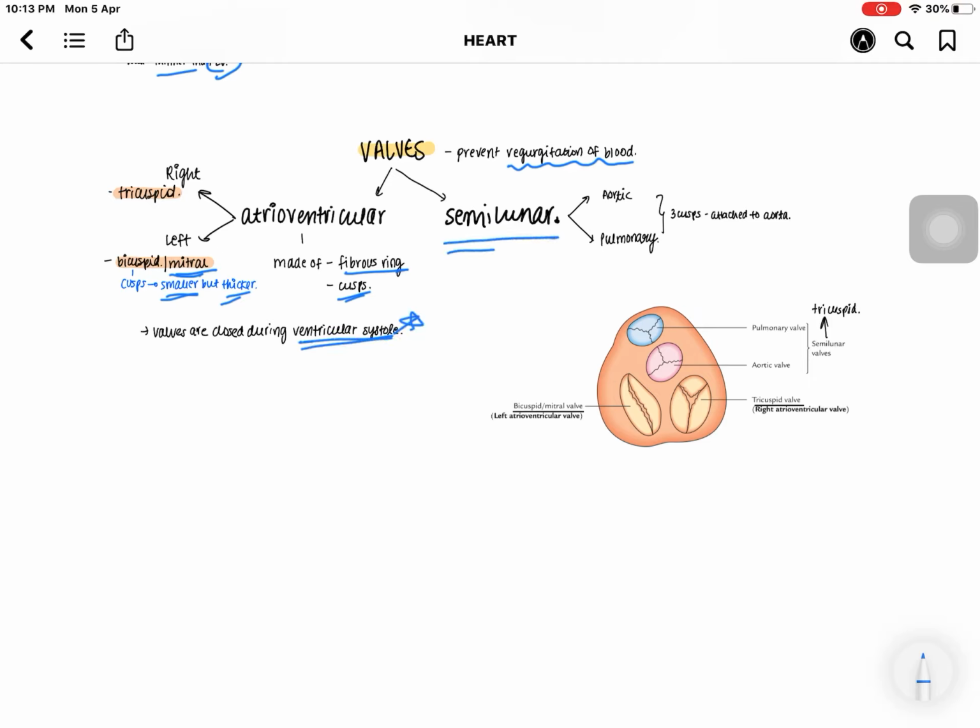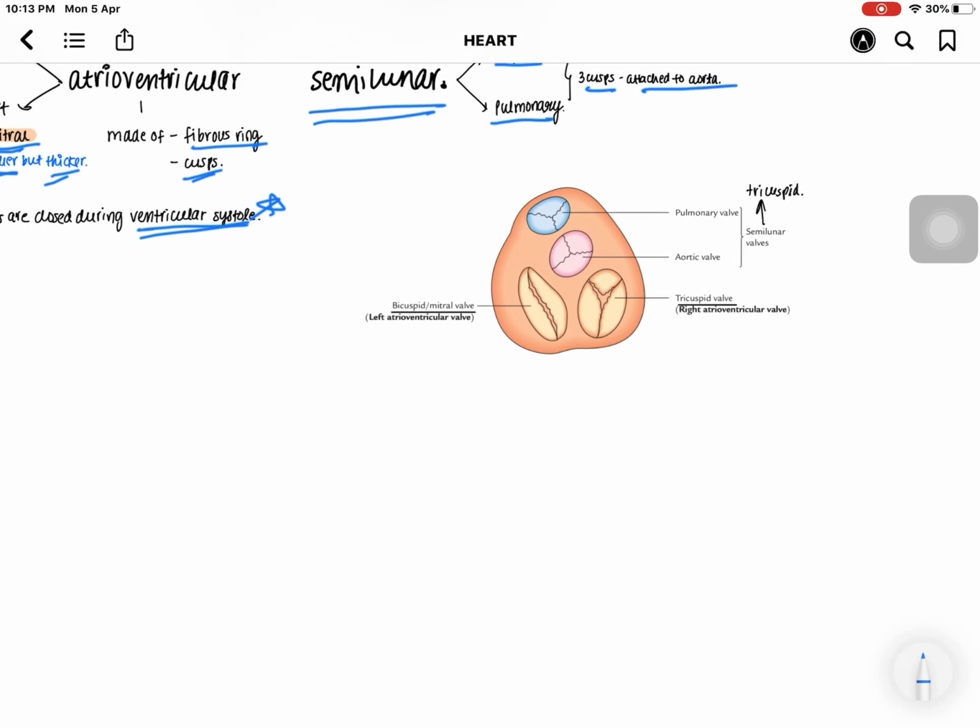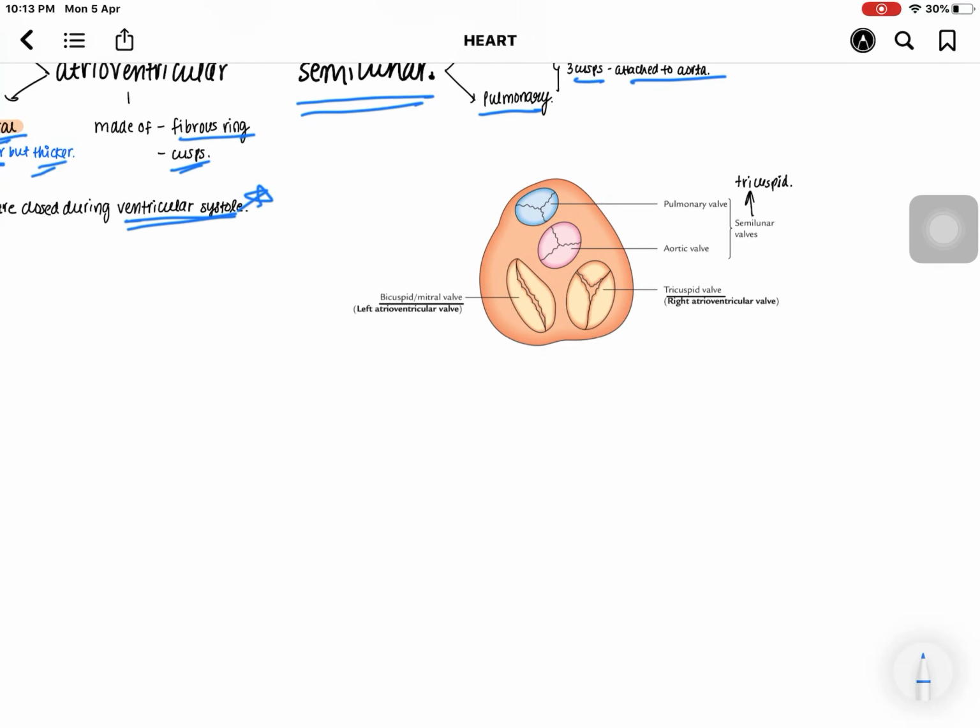Then coming to the semilunar valves, these valves are present between the right ventricle and the pulmonary trunk, and the left ventricle and the aorta, named as such: aortic valve and pulmonary valve. These have three cusps attached to the aorta. This is a cross section of the heart where we can see all the valves.